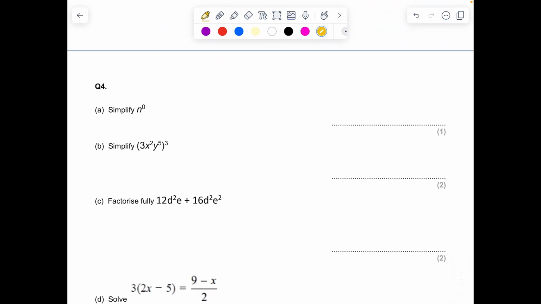Okay, question 4a. Anything to the power of 0 is just 1. So the answer is 1. Part B, you multiply the indices. So 2 times 3 is 6, so it should be x to the power of 6. 5 times 3 is 15, so y to the power of 15. You got 1 mark if you got that correct. Now to get the second mark, you have to make sure that the big number, the 3, that you cubed that as well. So 3 to the power of 3, which is 3 times 3 times 3. So your answer is 27. X to the power of 6, y to the power of 15.